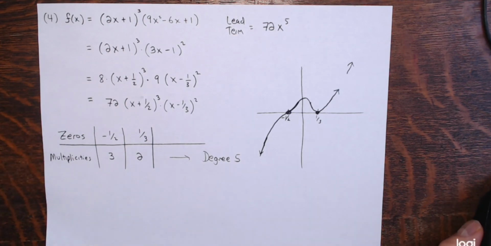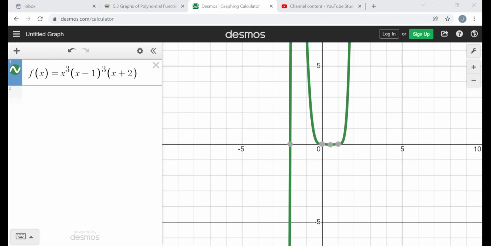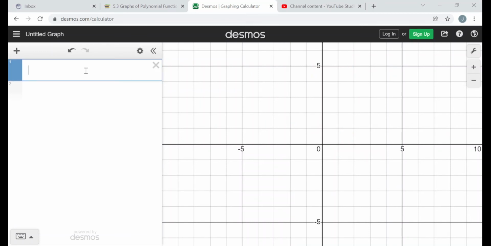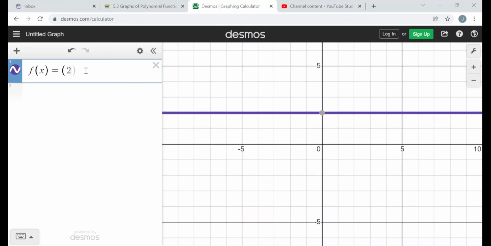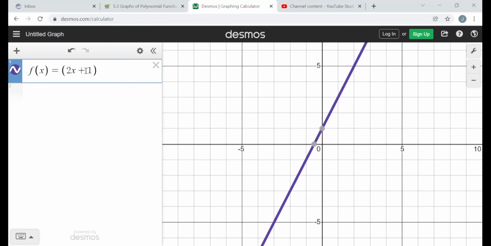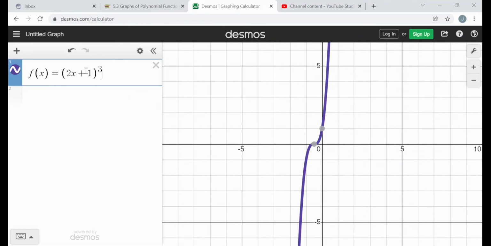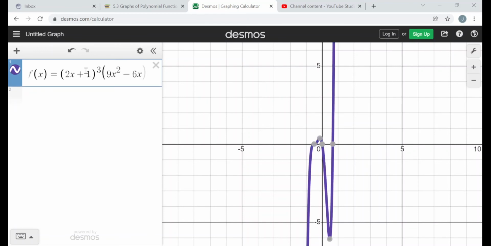And again, let's see. We have f of x equals. We were given this polynomial. I'll just write it the way they gave it to me. 2x plus 1 to the 3rd power times 9x squared minus 6x plus 1.